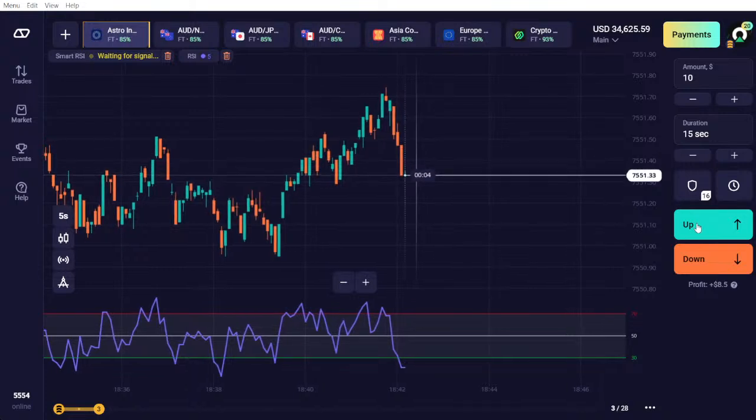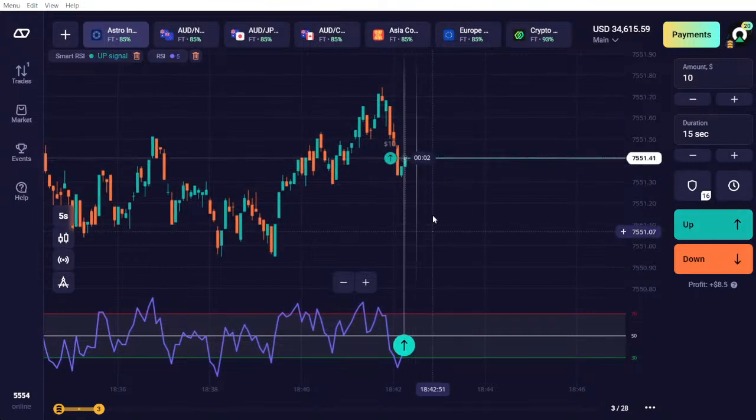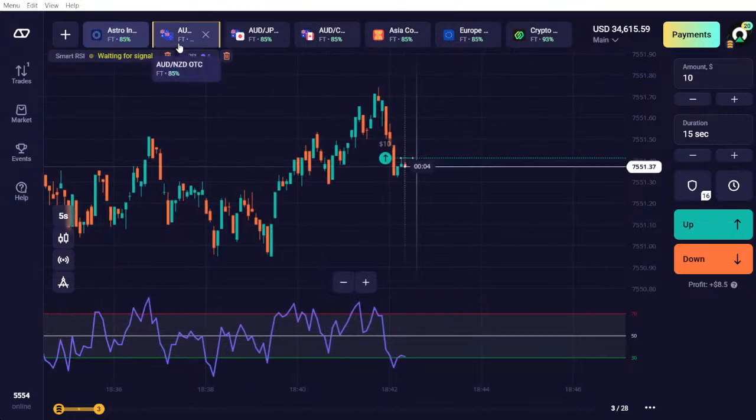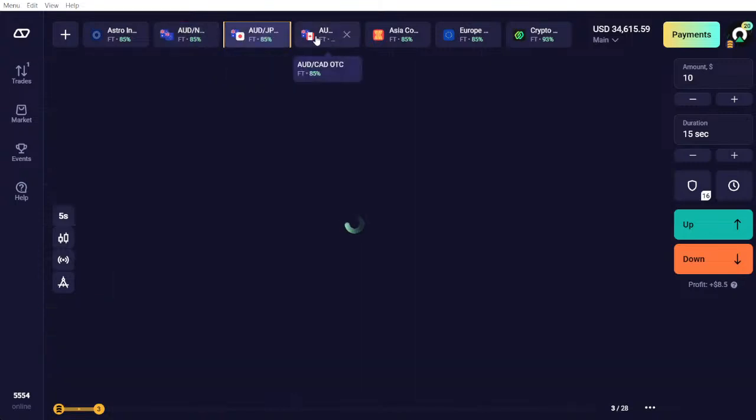Now see, we will try to open a trade on this candle. Once there is confirmation, okay, the signal is there, and we have opened a trade in the upward direction. Let's see if the trade goes positive or negative, and I will just keep on shuffling my cards. I will keep on shuffling my assets also.